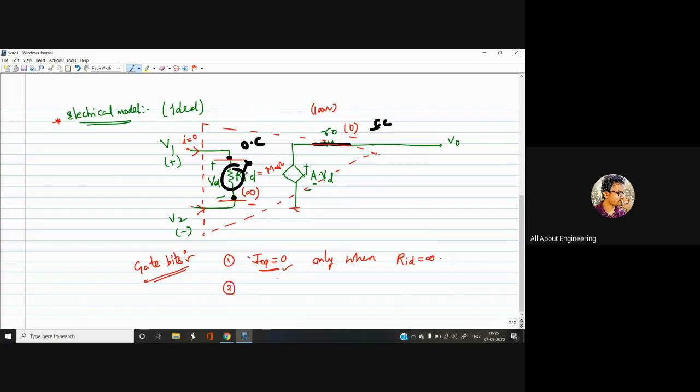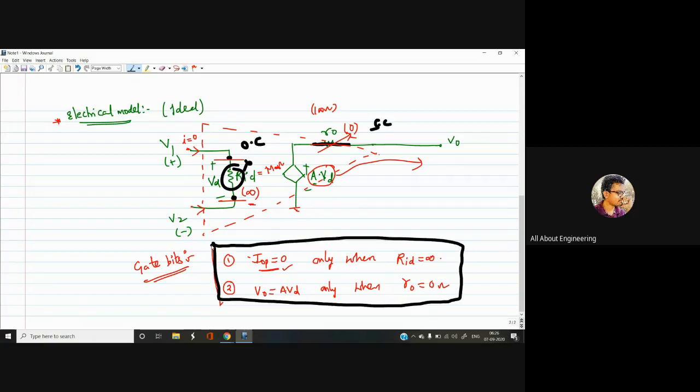The second question asked on the same topic is: if V out equals A VD, when is this condition possible? If you see here, to get this entire thing to the output, this R naught should be zero. If that is the case, then the drop across it would be zero, and the entire thing would appear at the output. So this is possible only when R naught equals 0 ohms. These are the two important GATE questions that were asked in previous years.